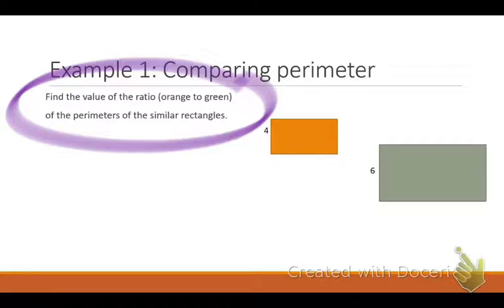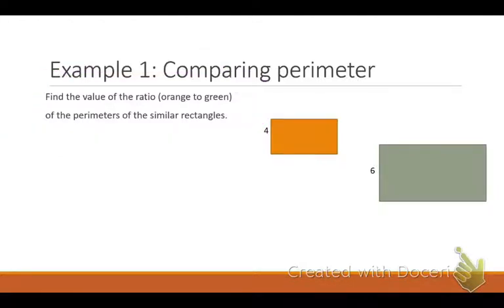It says find the value of the ratio of the perimeters of the what? Similar rectangles. Do you see that word? Guys, do you see the word? Yes. So because they are similar, it means that the value of the ratios of all their side lengths is going to be the same ratio.